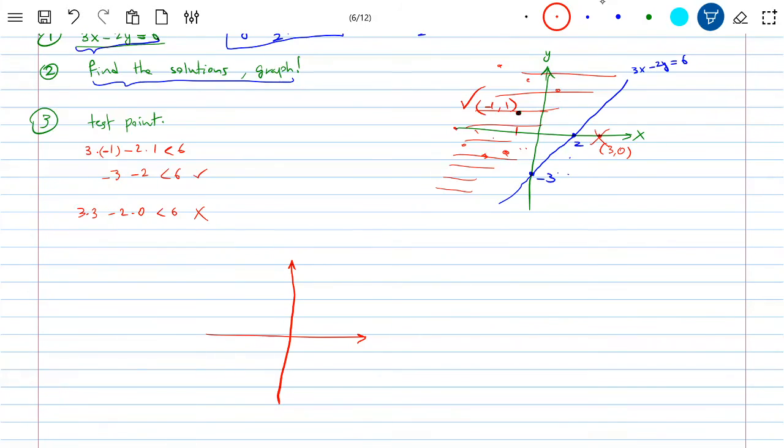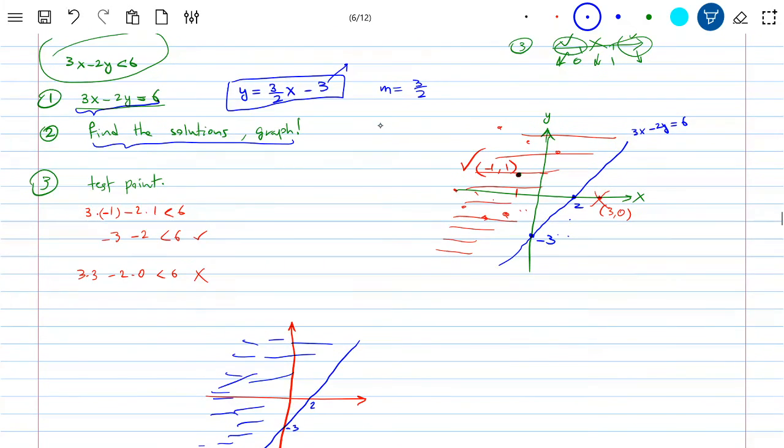You draw the line, that line, to -3. And what is the solution? The solution would be everything on the left side. Normally you shade it in online. There is an option to pick which side is the solution. The left side is the solution.